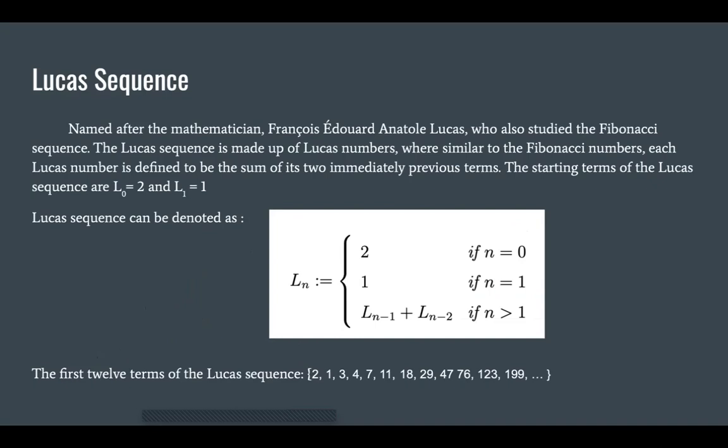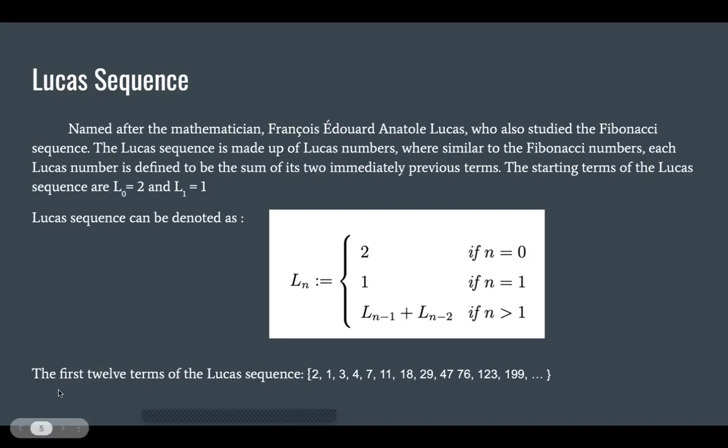The Lucas sequence is made up of Lucas numbers, where similar to the Fibonacci numbers, each Lucas number is defined to be the sum of its 2 immediately previous terms. The starting terms of the Lucas sequence are L sub 0 equals 2 and L sub 1 equals 1. We can see by this picture below, just to make it a little more clear, it could be denoted as: if n equals 0, L sub n equals 2. If n equals 1, it is 1. And if n is greater than 1, it is the 2 previous terms added together, denoted by L sub n minus 1 plus L sub n minus 2.